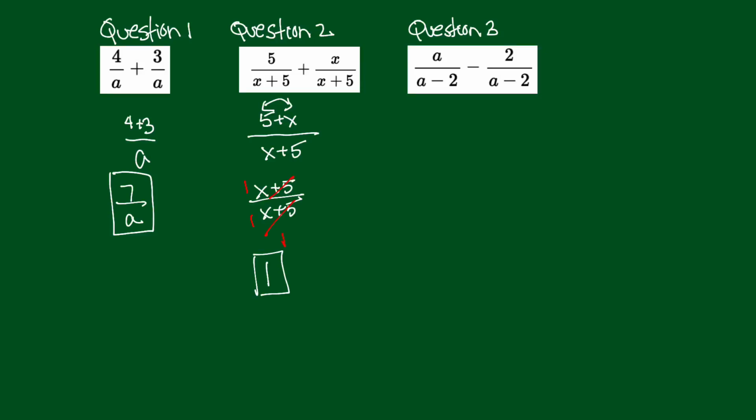Question 3. Okay, can you see what this one is? You've got two fractions with the same denominator, a minus 2. I mean, look at the top, a minus 2. So a minus 2 over a minus 2, that's going to be a 1. But if I write it, the denominator is the same, a minus 2, the top is going to be a minus 2. Those will cancel, and you just get a 1.